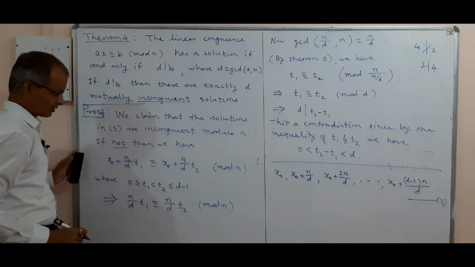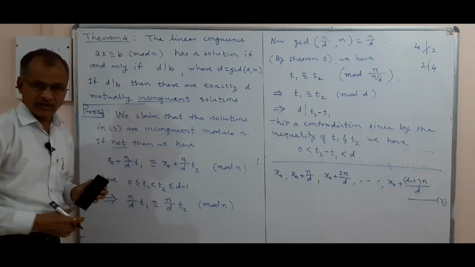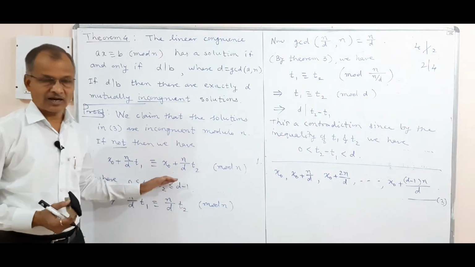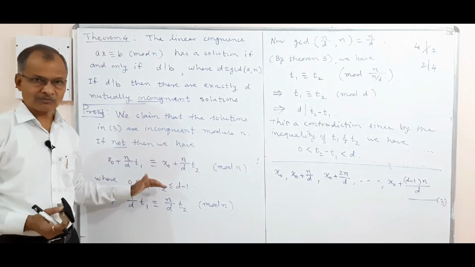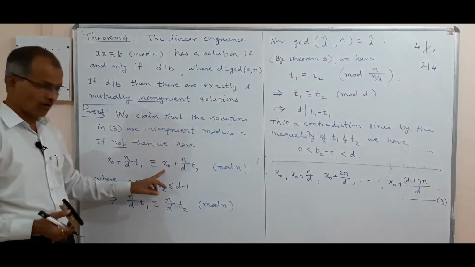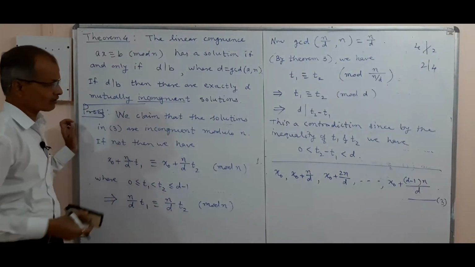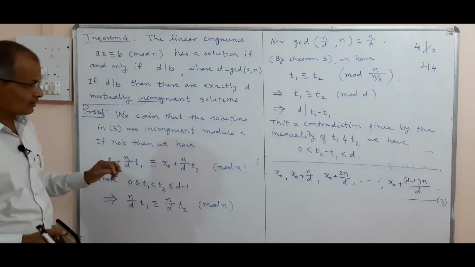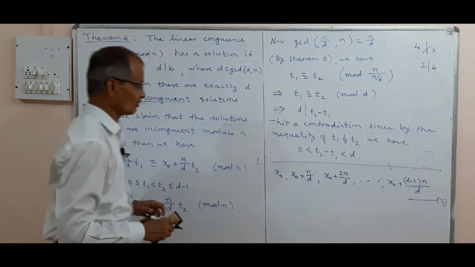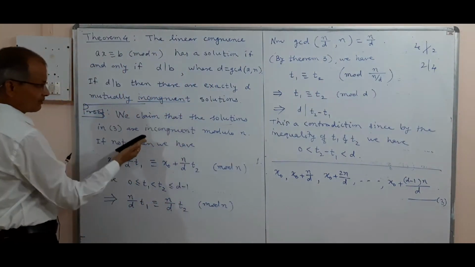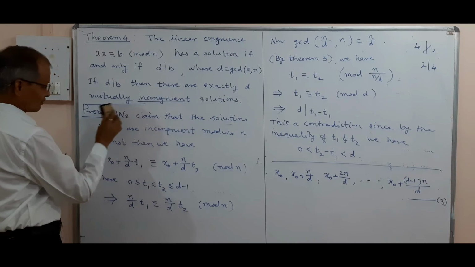We assumed these are congruent, and we get a contradiction. So therefore, what must be true? That these are not congruent. If you assume congruent, then we will get a wrong result or contradiction. So this shows that the solutions in 3 are incongruent. So our claim is the solutions in 3 are incongruent.